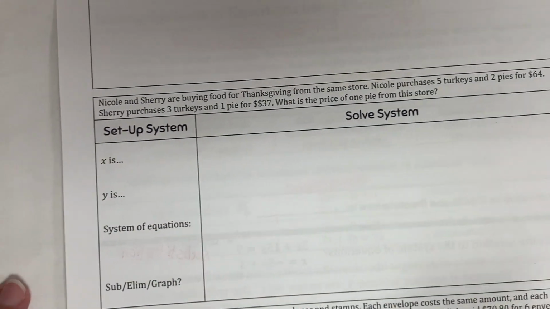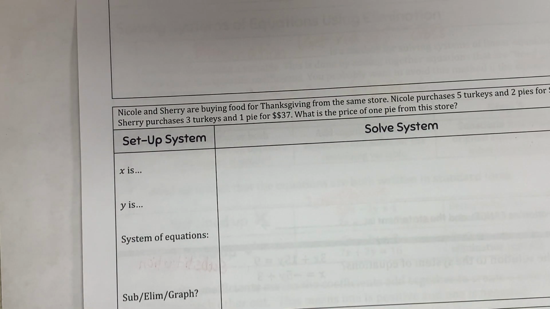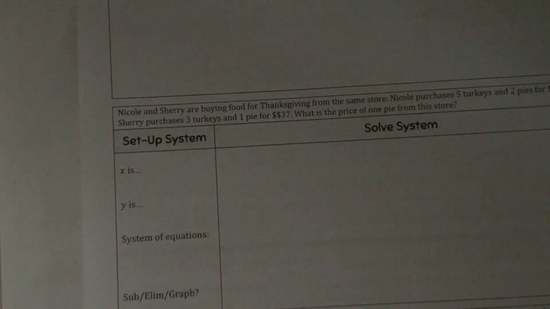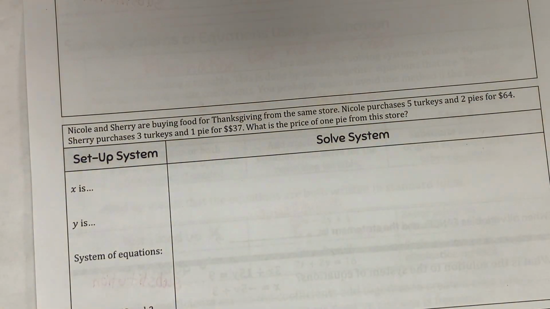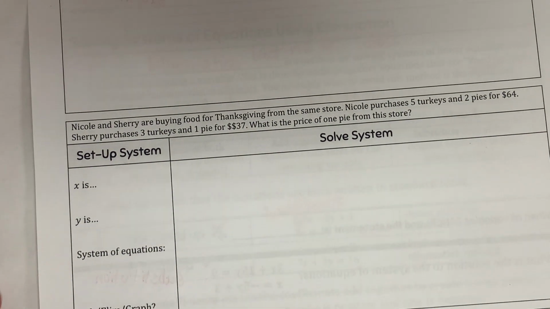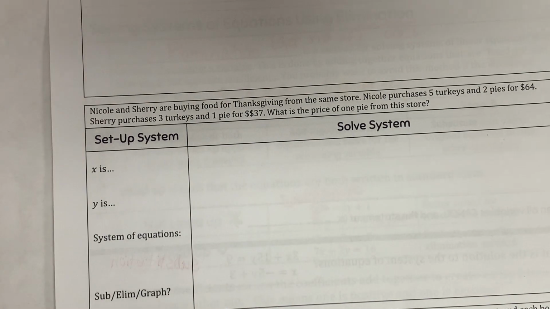Nicole and Sherry are buying food for Thanksgiving from the same store. Nicole purchases 5 turkeys and 2 pies for $64. Sherry purchases 3 turkeys and 1 pie for $37. What is the price of 1 pie from this store?